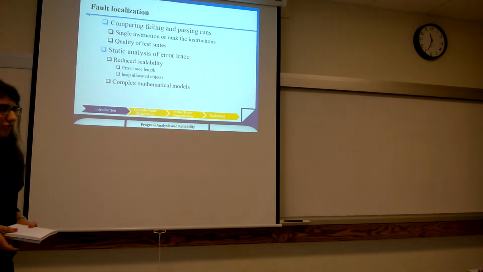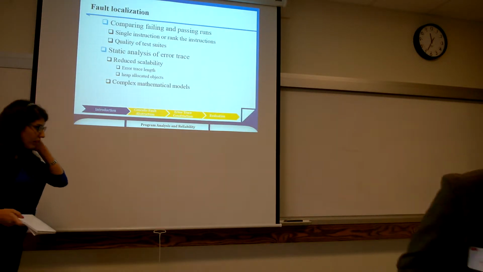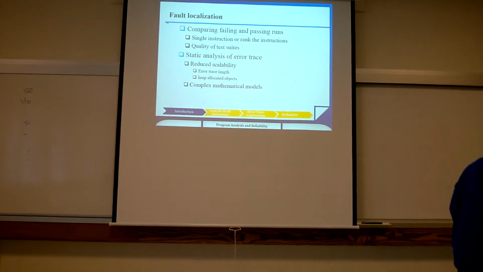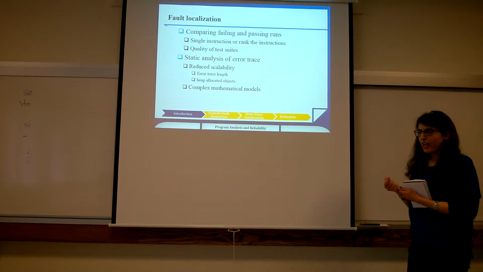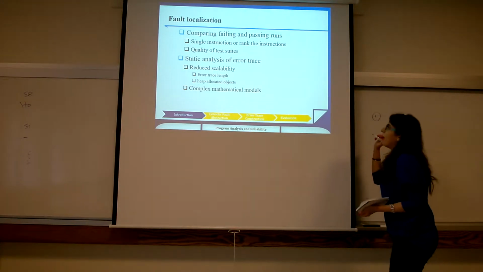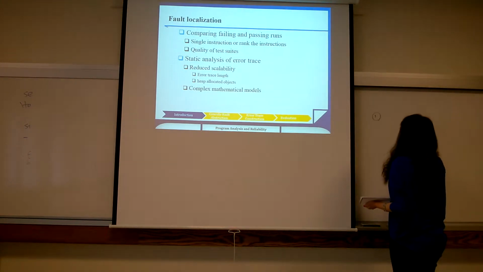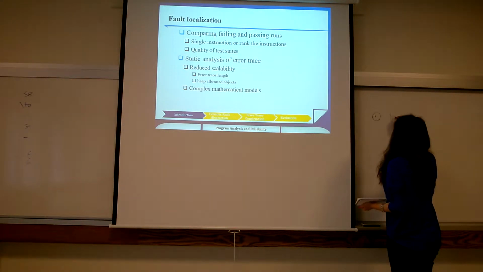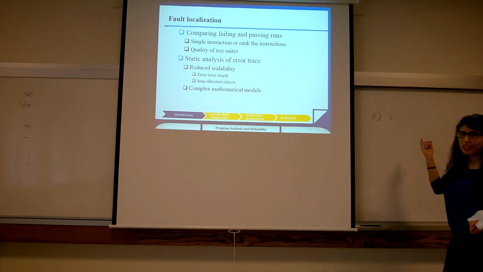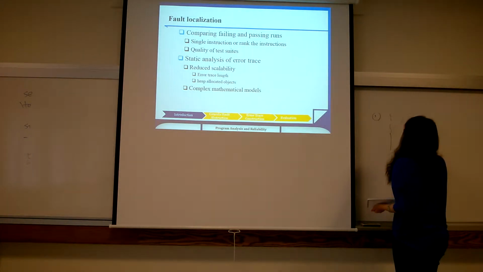So one important part of debugging is fault localization, finding the cause of the error, right? There are two types of techniques that try to solve this problem. In type 1, we compare failing and passing runs. We have a program P, and we have a bunch of test cases in T, and then we run this program on all these test cases, and we will have two sets, passing ones and failing ones, right?